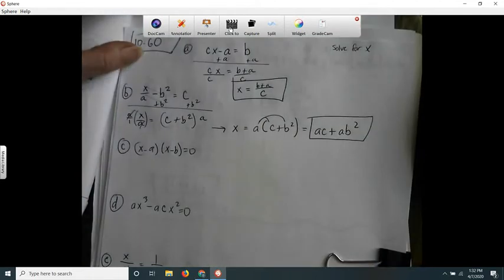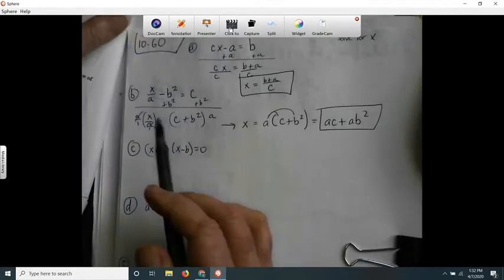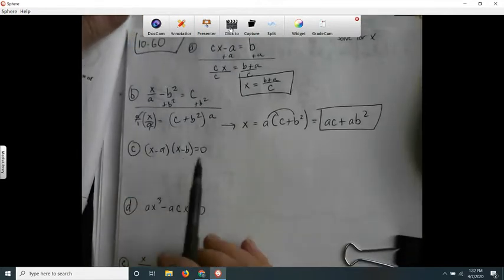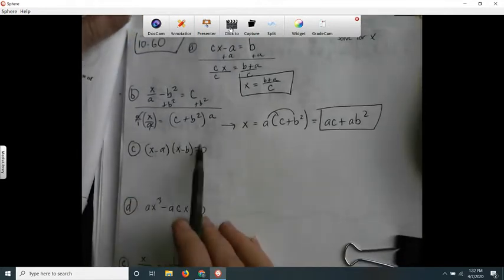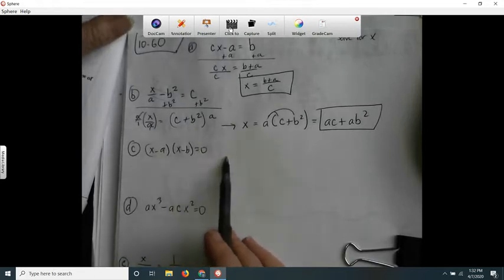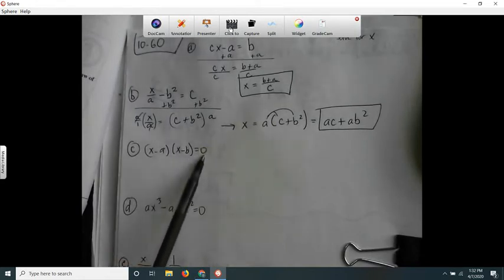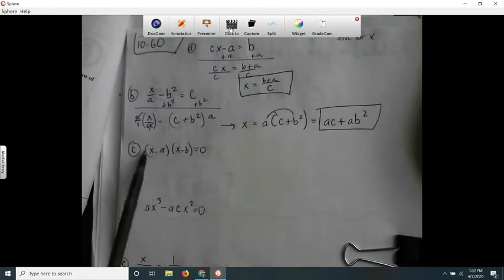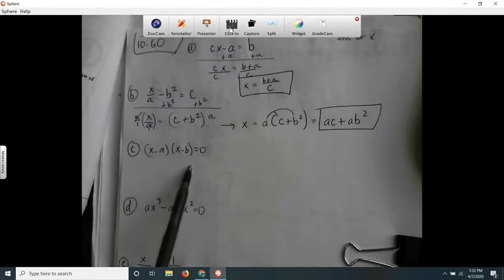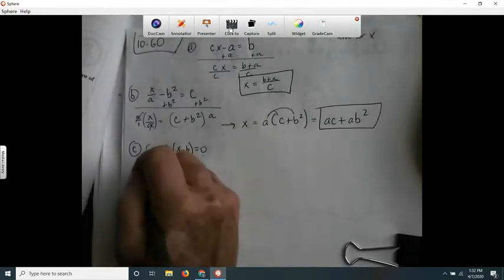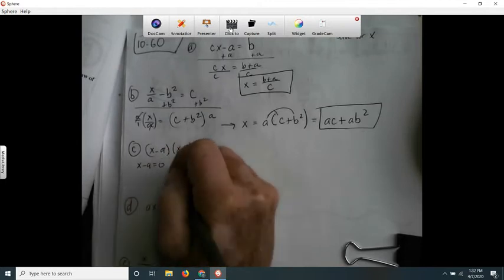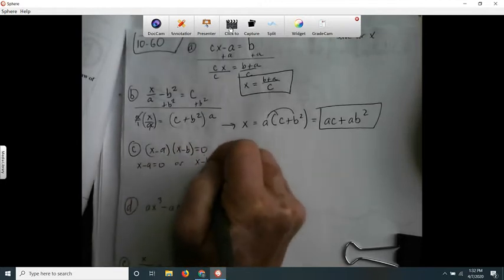Okay, this one I'm going to use the zero product property. If something times something else equals 0, then either one or both of the somethings must equal 0, because you can't get 0 as an answer when you multiply unless one of the factors is 0. So I'm going to say x minus a equals 0, or x minus b equals 0.